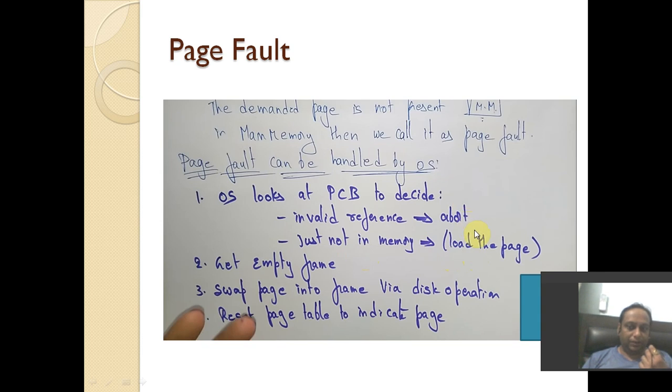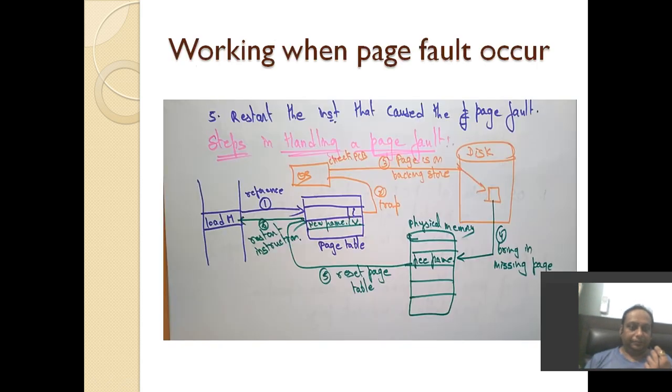I will show you with a diagram how this process works. After that, get an empty frame. It will provide the empty frame for loading that particular page in the main memory. Swap the page into the frame via a disk operation. Reset the page table to indicate the page. After acquiring the page from the disk into the main memory, there should be a frame assigned and the page table updated to indicate it, and then restart the process.